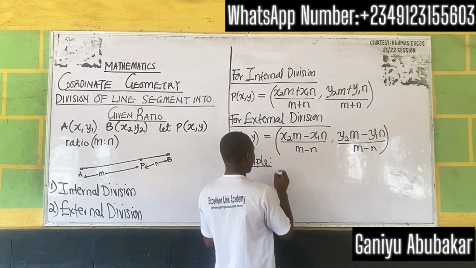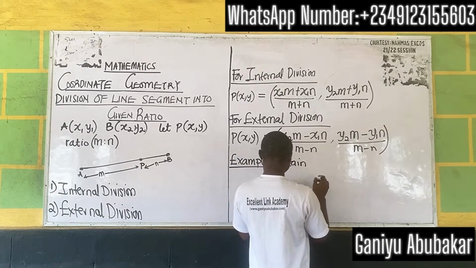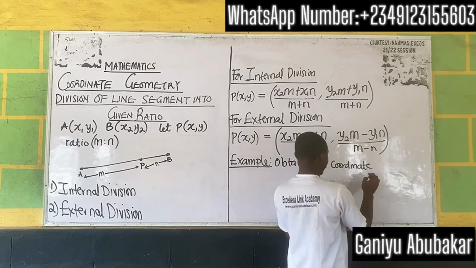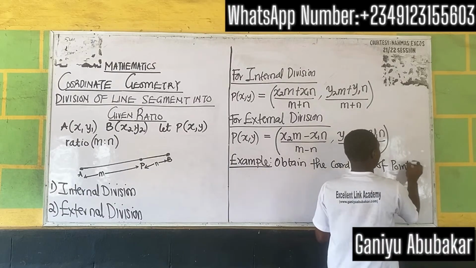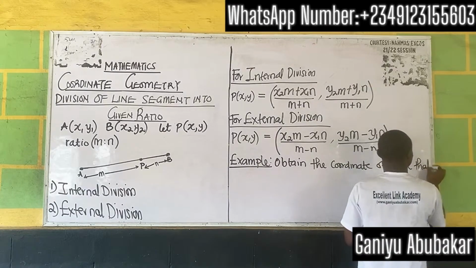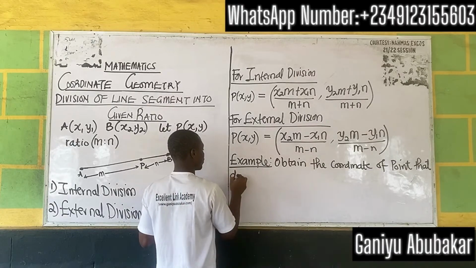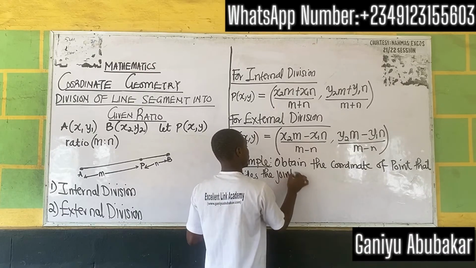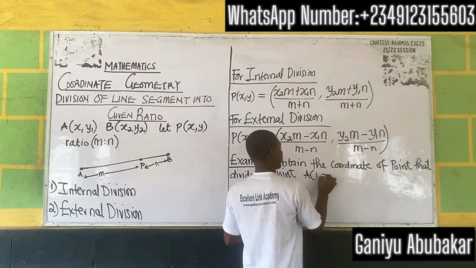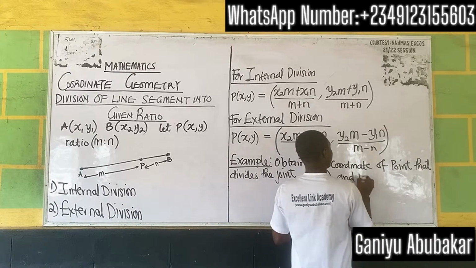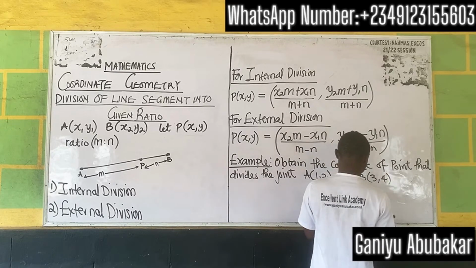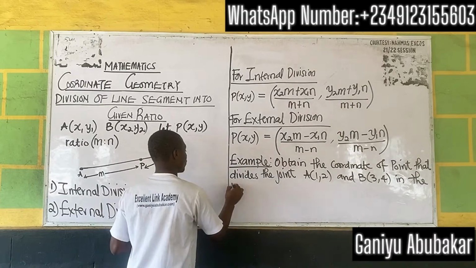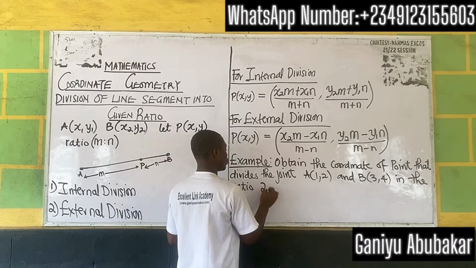Example: obtain the coordinate of the point that divides the joint of A (1, 2) and B (3, 4) in the ratio 2:5.